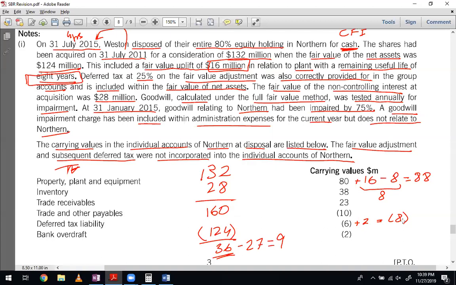Hannah is saying, sir, why did we add 2 million? Hannah, because 8 will also have a deferred tax impact of 25%. So this 25% of 8 will give us a value of 2. So that 2 should be added in the deferred tax. Getting this, Hannah? Okay, great.